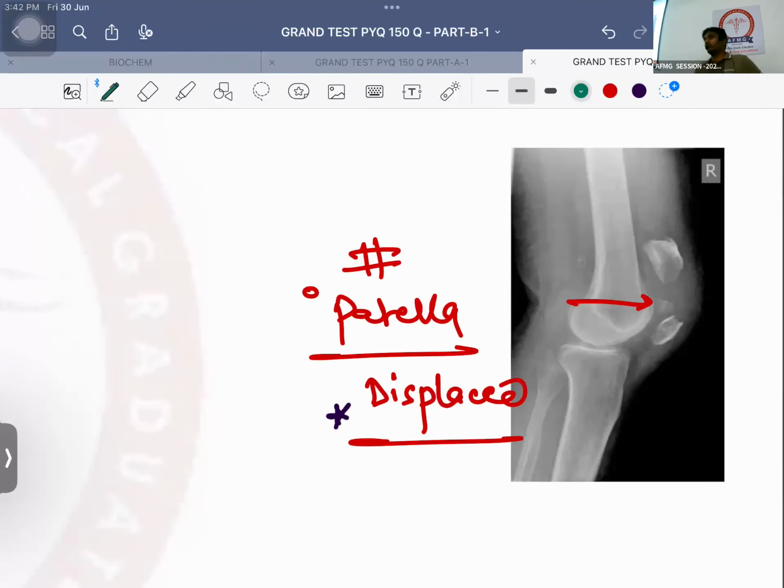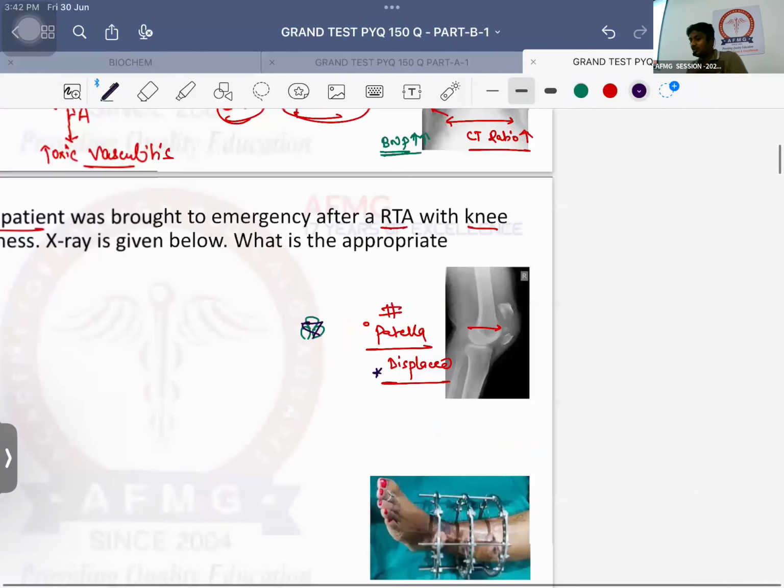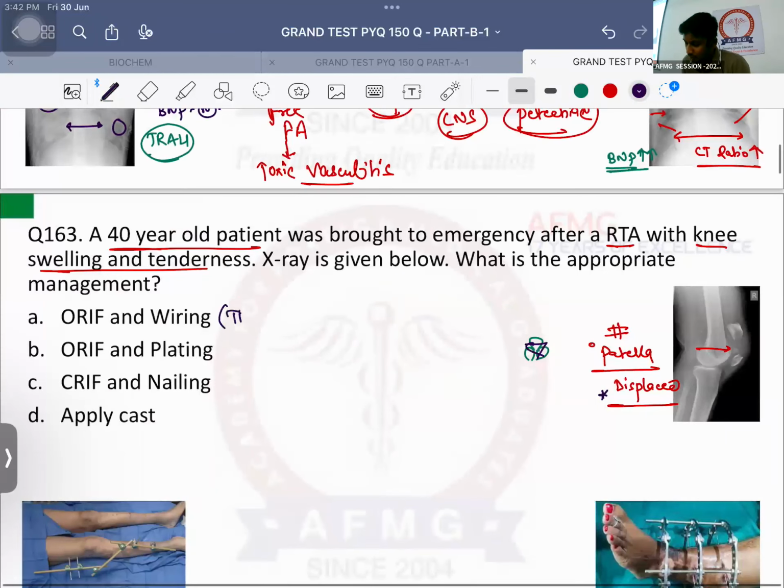And we know if the patella has to be brought together, what do we need to do? We need to apply compression forces. And that compression force will be done by wiring. Okay, so that is what is done. Tension band wiring, it is called TBW. It is open reduction and internal fixation with tension band wiring. No issues with this, anybody?